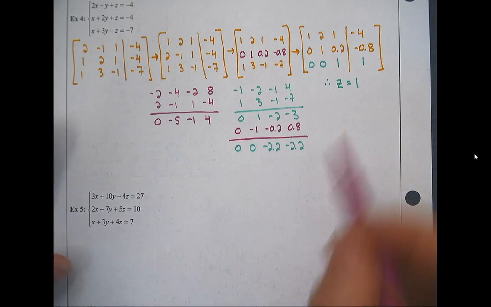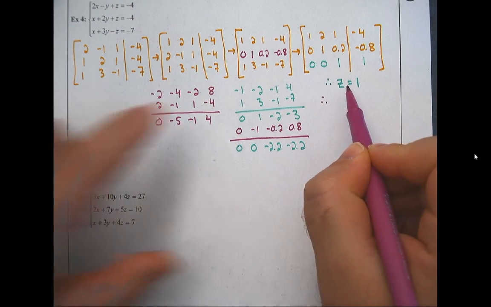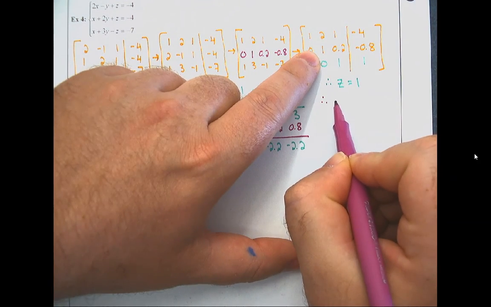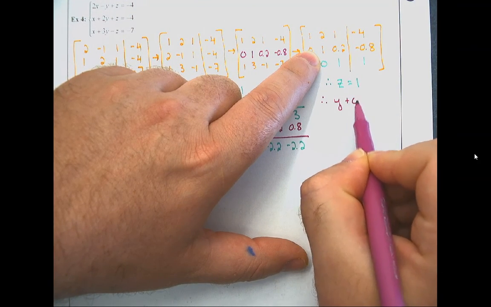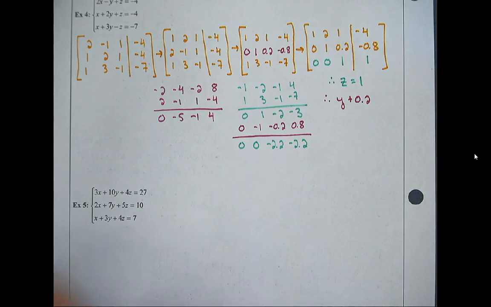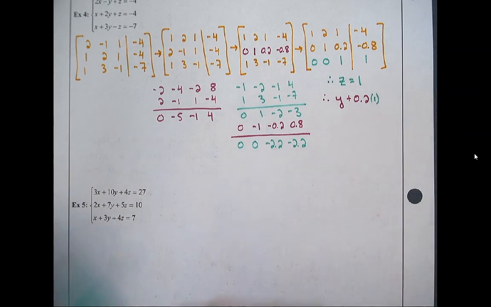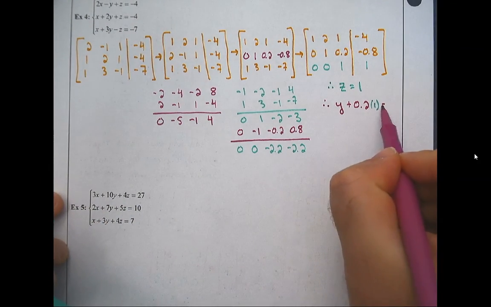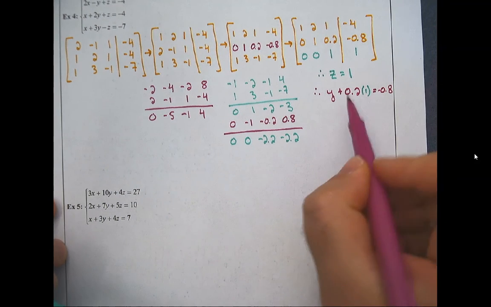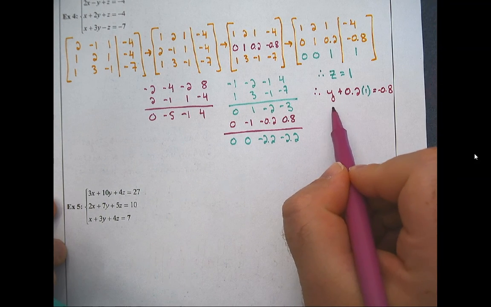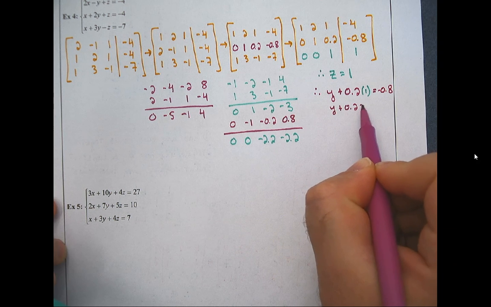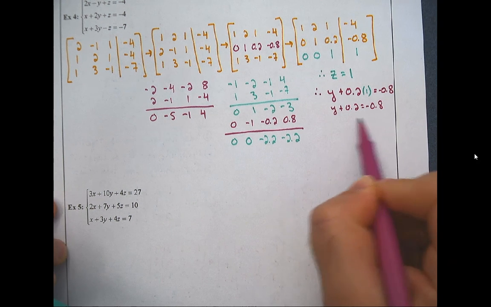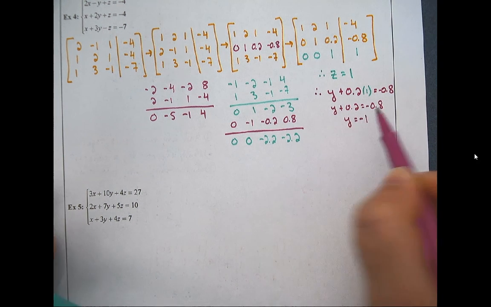Then I can back substitute that into the equation before. So that's 1y plus 0.2 times 1 equals -0.8. So what's that? That's y plus 0.2 equals -0.8. Subtract, we get y equals -1.